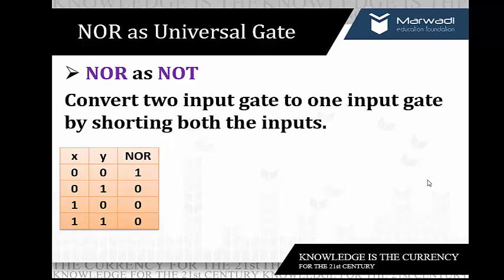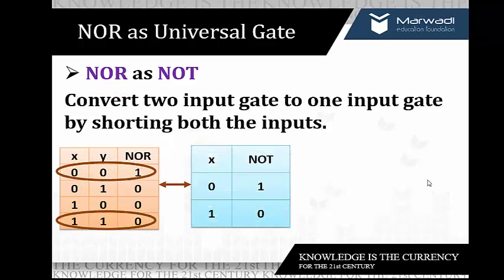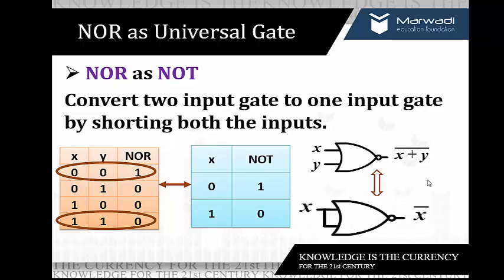For the conversion of NOR gate as NOT gate, we would be implementing the same concept that we used in converting NAND as NOT gate. We would be shorting both the input terminals, since NOT is a single input gate, and thereby, instead of (x plus y) whole complement, we would be getting the Boolean expression corresponding to the NOT gate. We would be implementing the same circuit in Multisim.